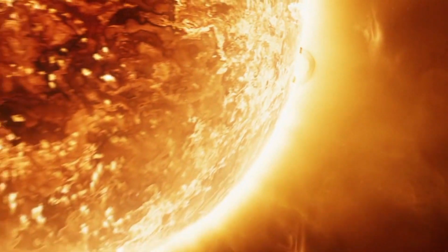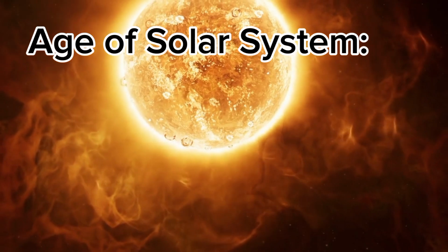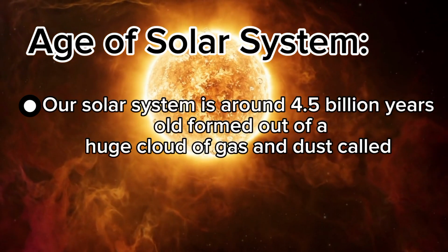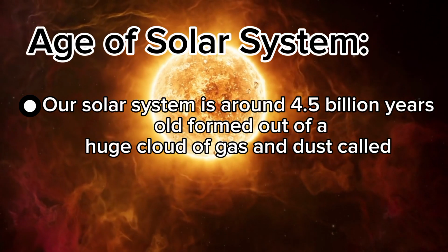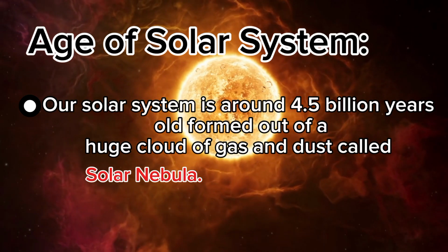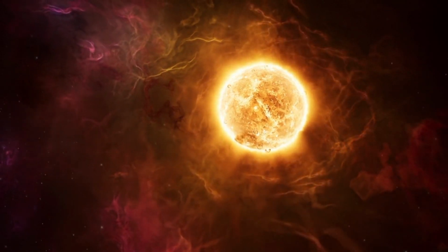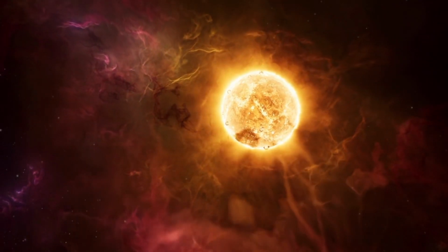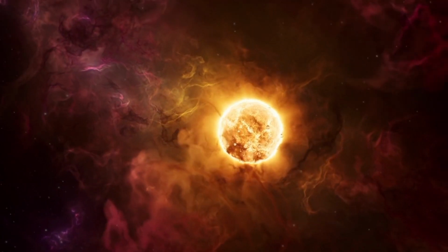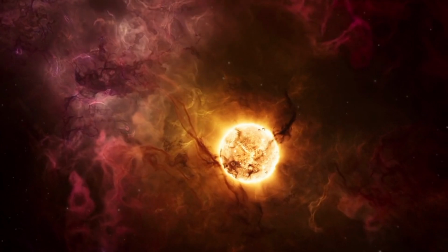Now I'm going to tell you how old our solar system is. Our solar system is around 4.5 billion years old. It formed out of a huge cloud of gas and dust called the solar nebula. Under gravity, the cloud collapsed and the material formed the sun and a disk of matter in which the planets were born. So this was all about the solar system.